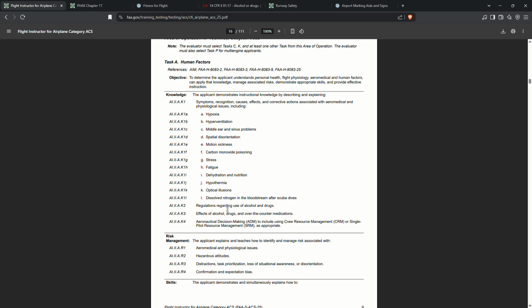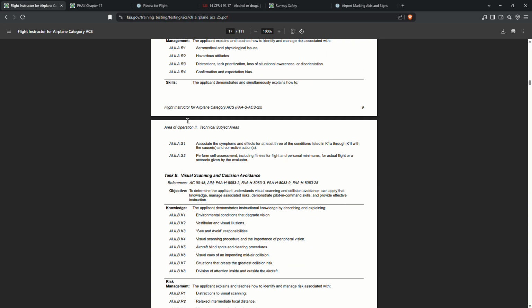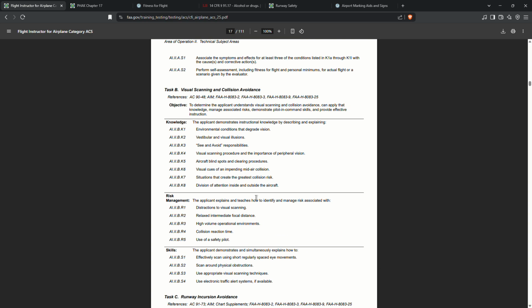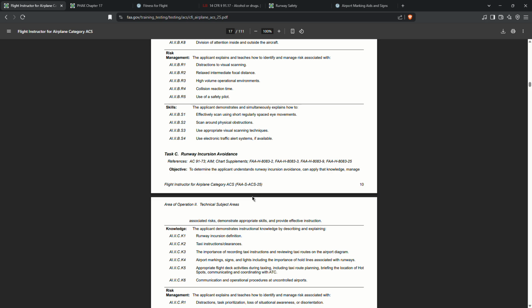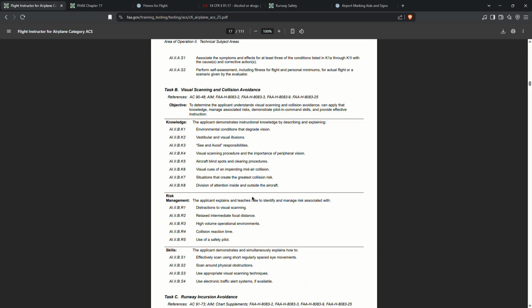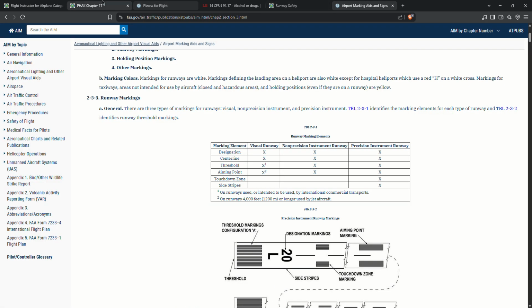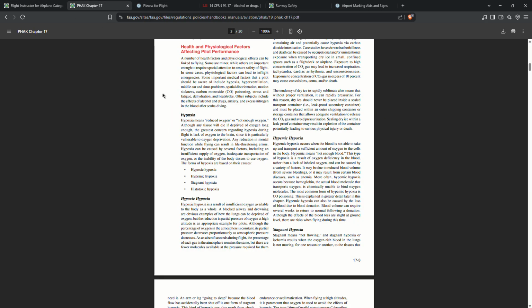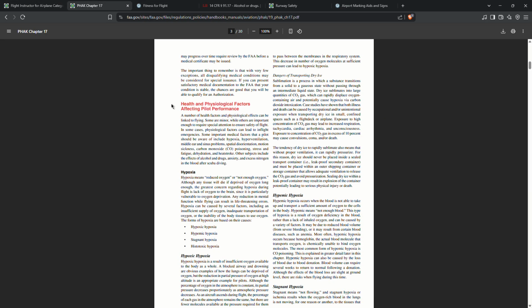Hello everybody. For today, we're going to be going over human factors, visual scanning, collision avoidance, and runway incursion avoidance. For our references for today, we have the FARs, the AIM, the PHAK, and a secondary resource as well, which is right here. But to start off, let's talk about the hypoxias.